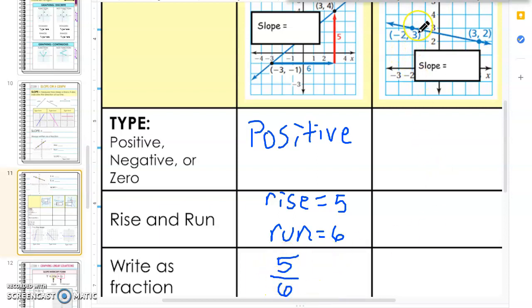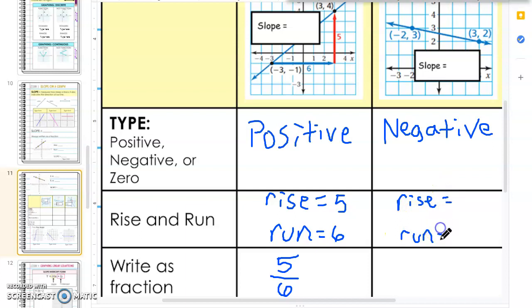Let's try this one over here on the right. So I have 2 points. I see if I'm looking at it from left to right, it's going down. So it's going down, so this is a negative slope. Negative means it goes down from left to right. All right, so what is my rise and what is my run? I have to figure those out so I can figure out my slope.